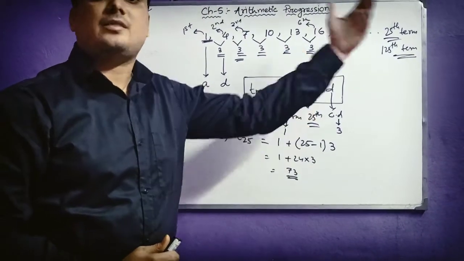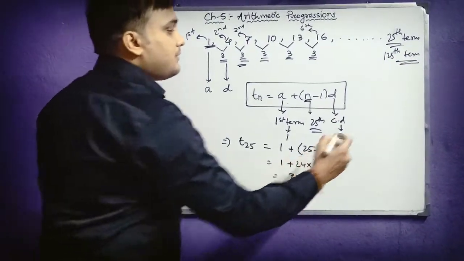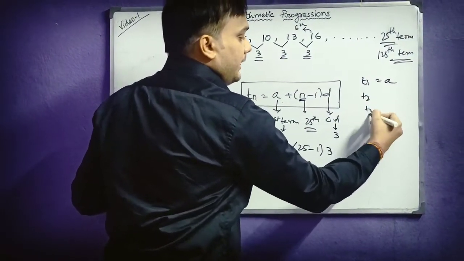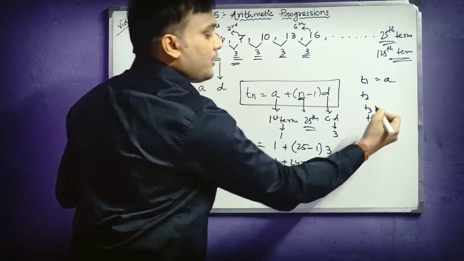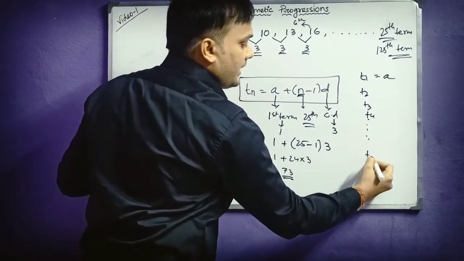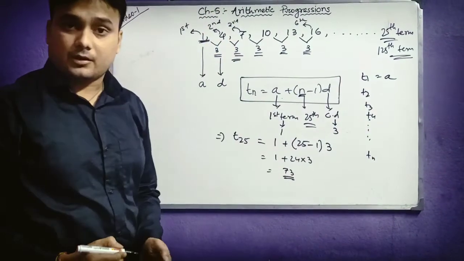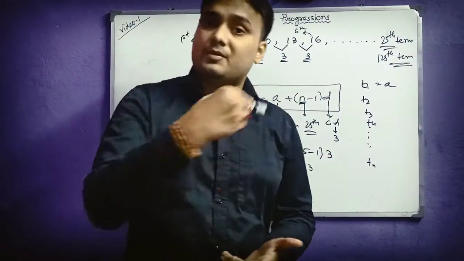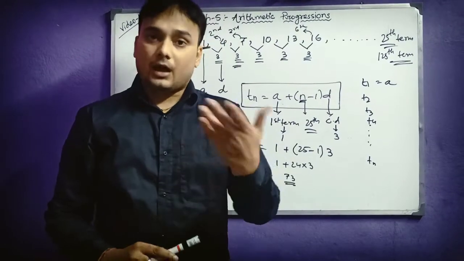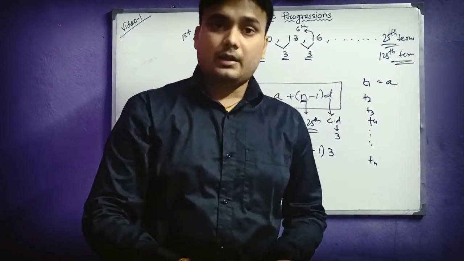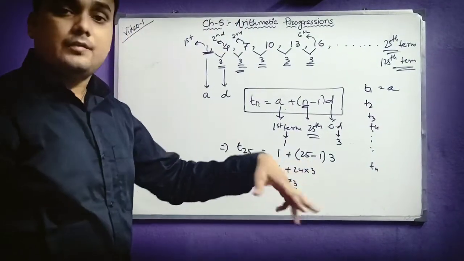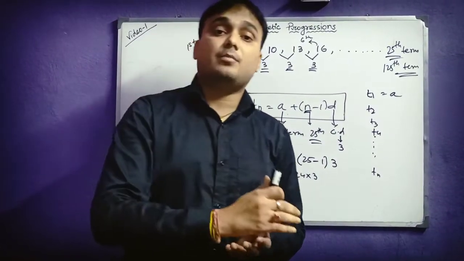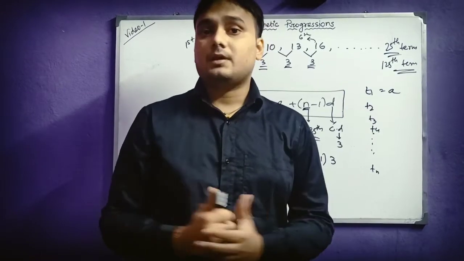Tn means nth term. As we say, T1 is the first term, T2 is the second term, T3 is the third term, T4 is the fourth term, and so on. We get Tn is the nth term. Nth term means, suppose you are finding the 25th term, so it will be T25. If you are finding the 100th term, it will be T100, and in place of n, you will be using that number accordingly. So this is how you can find any term in a given AP.